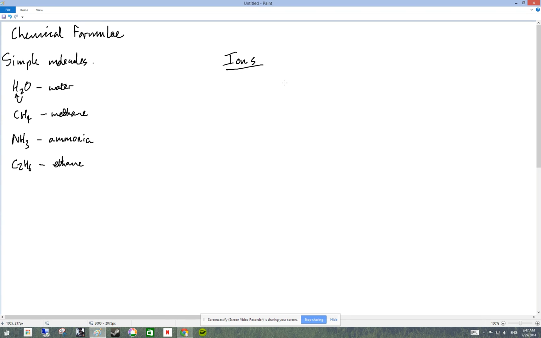Ions are things which have got an electrical charge, either positive or negative. So if you've got a positive electrical charge, you're talking about something called a cation. If you've got a negative electrical charge, you're talking about something called an anion. Okay, now cations tend to be made from metal atoms which have lost electrons, but cations aren't exclusively made from metals. You can have non-metal cations as well. I'll show you one example in a minute.